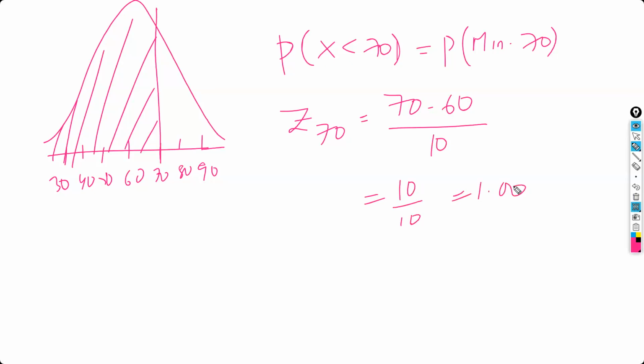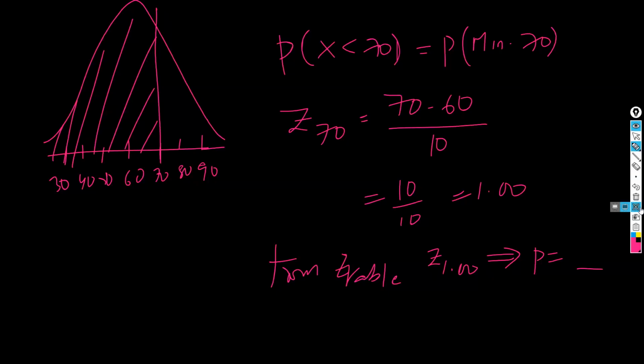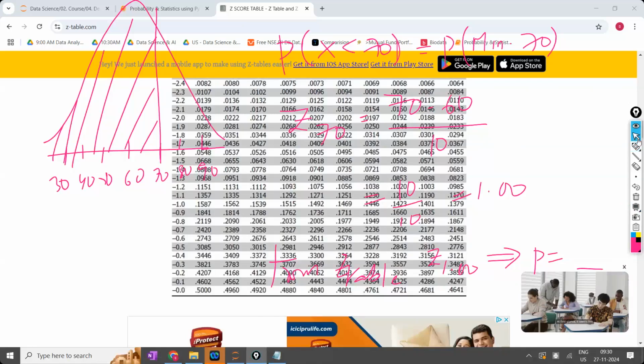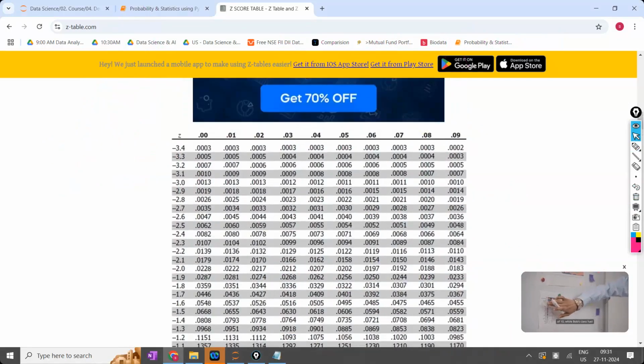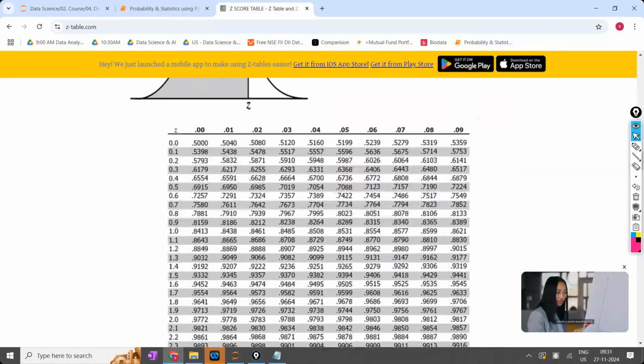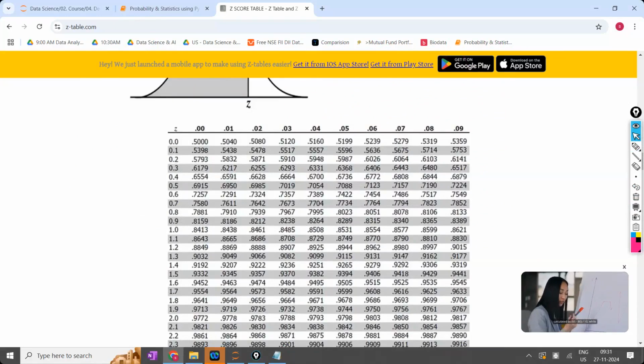Now open the z table. From the z table, we are going to find z of 1.00. What is the corresponding p value? Just open the z table. Sir, in the z table we got the value 1.00, but here the z values are everything minus. No sir, where is positive? Just scroll down. If you scroll down, you can see the positive z values and negative z values; both will be possible.